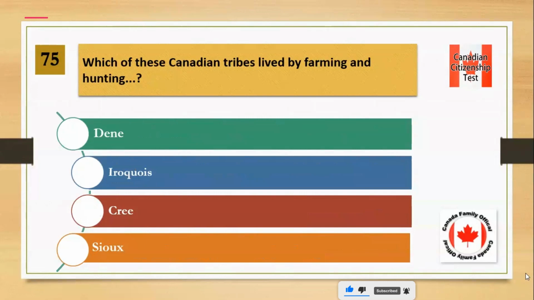Which of these Canadian tribes lived by farming and hunting? Number 1 Dene. Number 2 Iroquois. Number 3 Cree. Number 4 Sioux. And the answer is Iroquois.